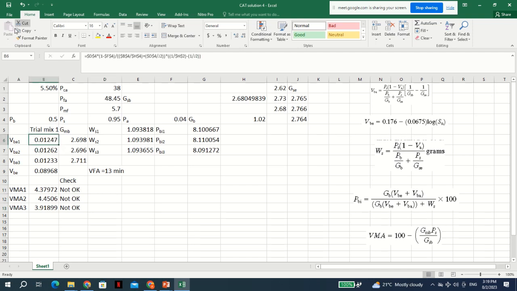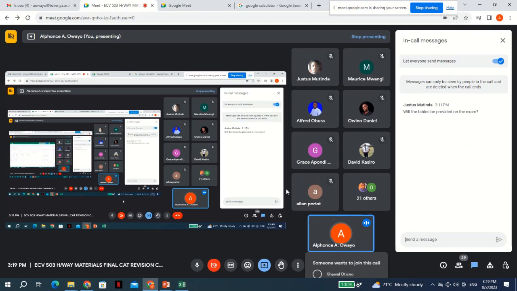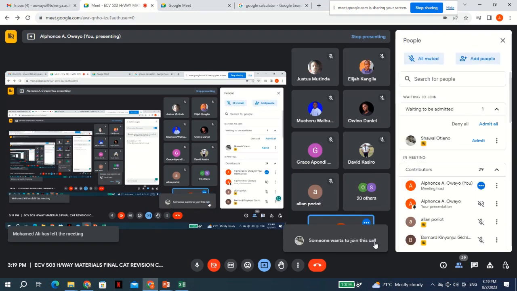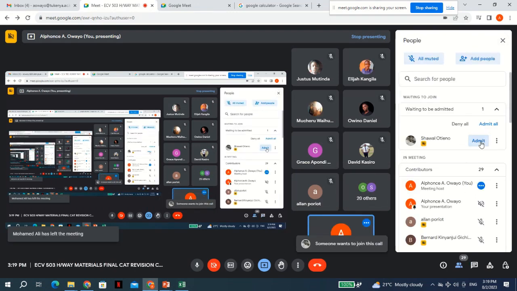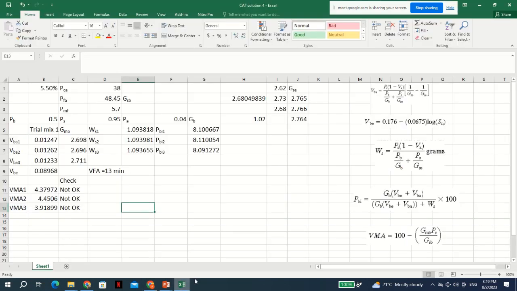So this one, you can have different volumes. So just the formulas we have here, based on different trial mixes and the volume of aggregates. So this is what we need to design: VBA.